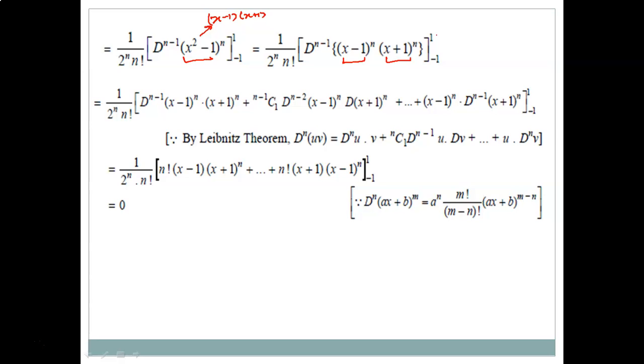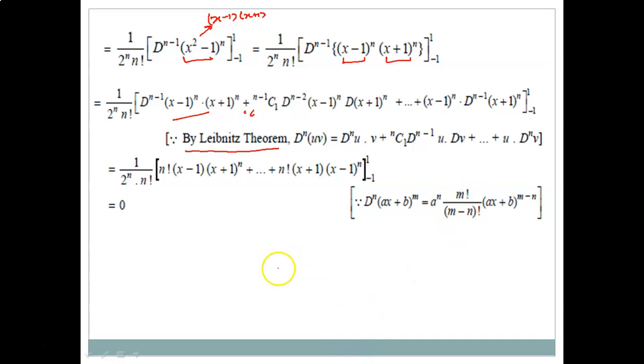Now you have to focus on this part carefully. There is one Leibniz theorem. Before moving on to the second line of this proof, I would like to mention Leibniz theorem. Leibniz theorem in differential calculus gives you the nth derivative, or n minus 1th or n minus 2th derivative, etc., of the product of two functions.